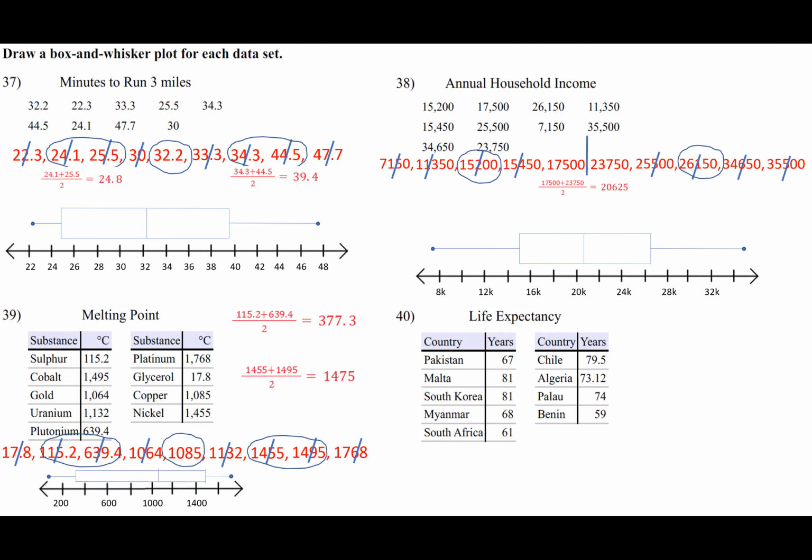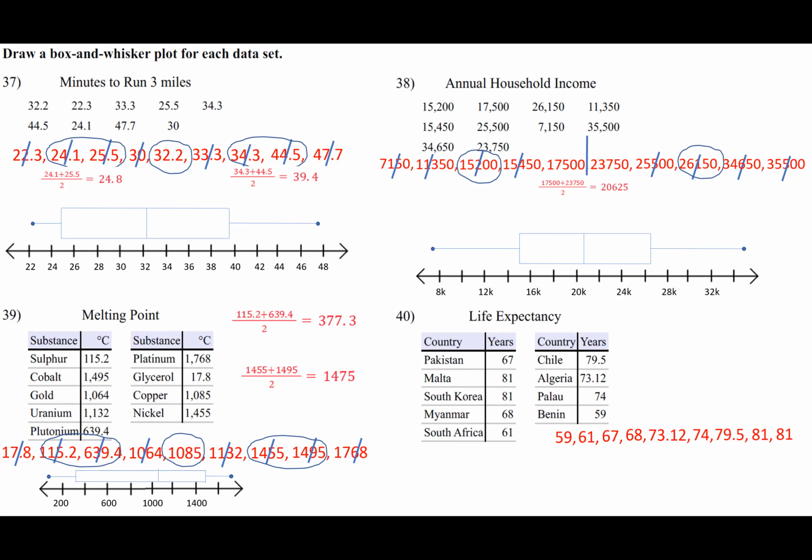All right, let's take a look at our last question, number 40 from our notes today. Let me list my numbers from small to large. First, I have 59, then 61, 67, 68. Now in the 70s, I see 73.12, 74, 79.5. In the 80s, I see 81 and 81.